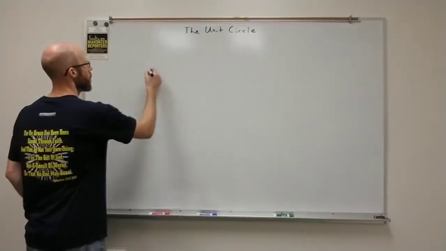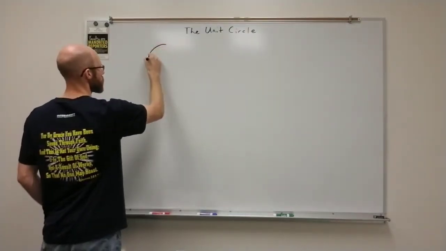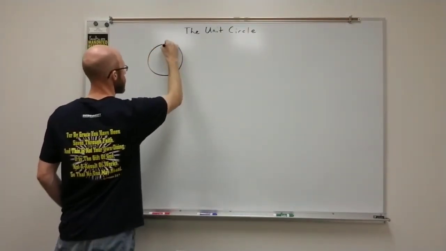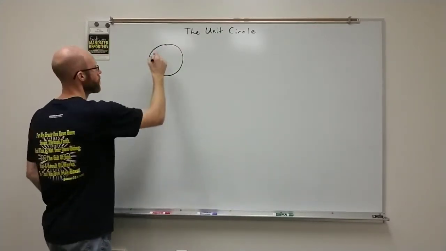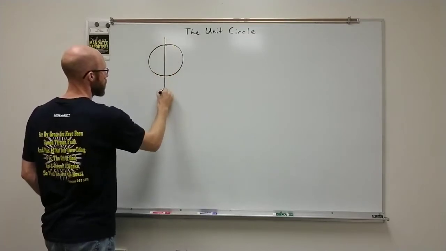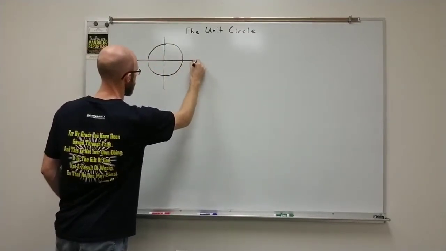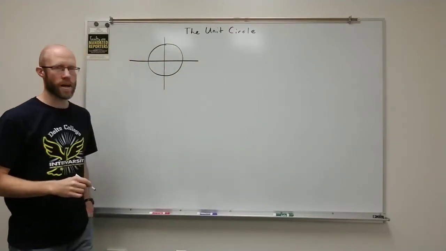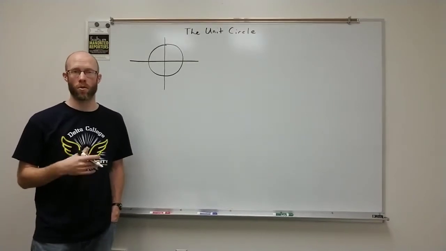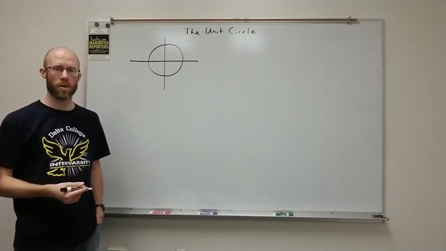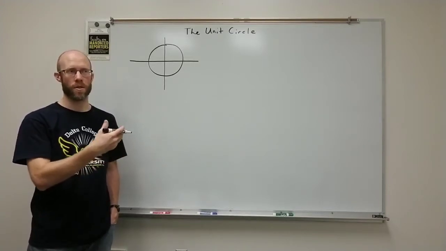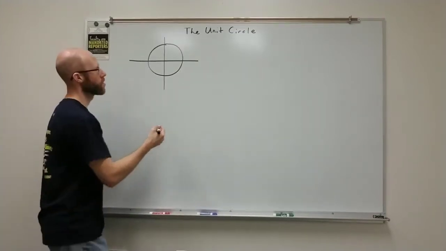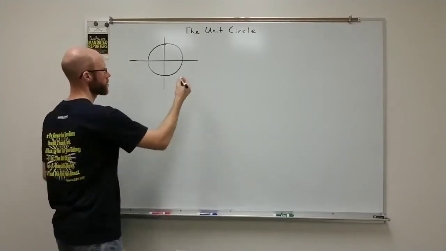Okay, so let's just draw up here real quickly a circle. We'll consider that a circle of radius 1. Remember, when you put your x and y axes on here, it forms 4 quadrants, and we've talked about the pattern in the signs of the 6 trig functions, or the 3 main ones actually.